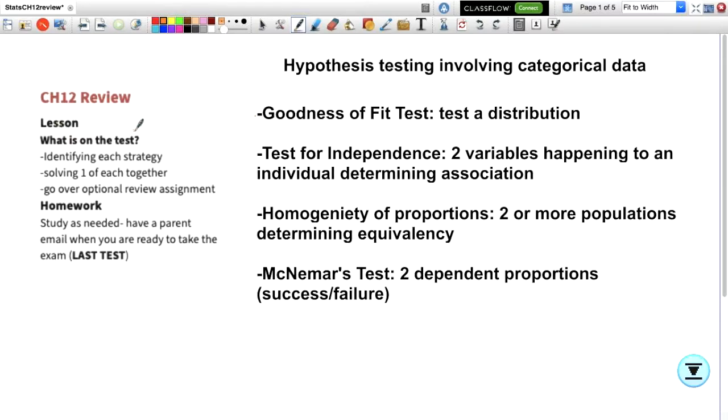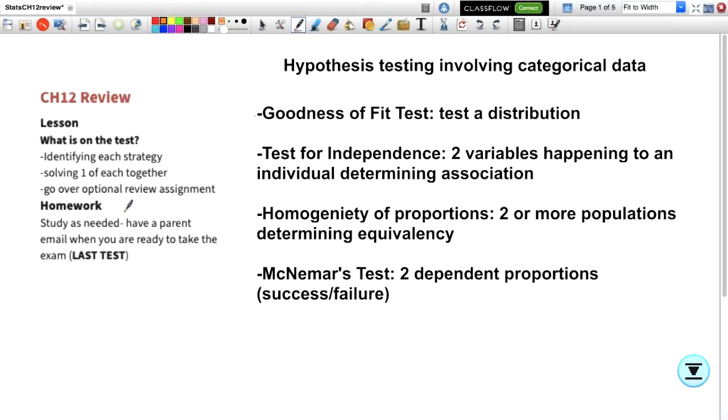So what is on the test? We're going to talk about the 4 different tests that we technically have. It's kind of like 3 tests, but they're 4 different names. We'll do one of each together, and they will be in kind of a random order. And then I will show you the optional review stuff that I have online. I just want to make some more stuff available to you if you wanted to practice more and this wasn't enough. Your homework is to study as needed.